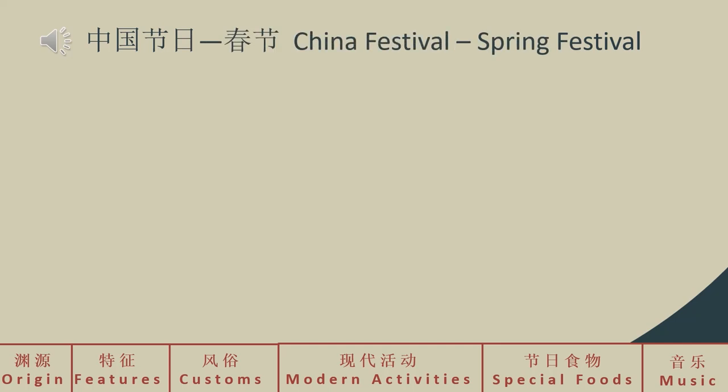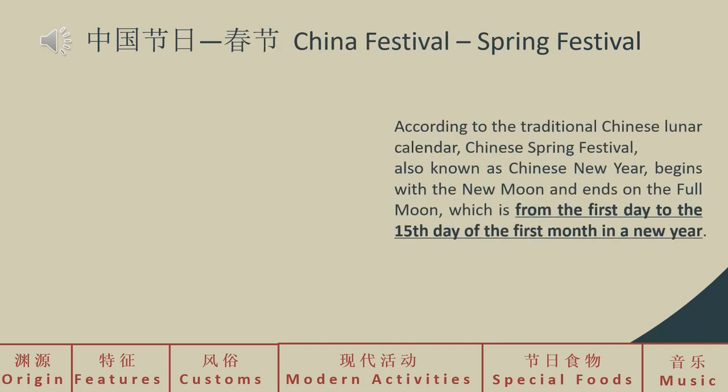Chinese Festival, Spring Festival, 中国节日, 春节. According to the traditional Chinese lunar calendar, Chinese Spring Festival, also known as Chinese New Year, begins with the new moon and ends on the full moon, which is from the first day to the fifth day of the first month in a new year. The last day of the new year is known as the Lantern Festival, 元宵节.